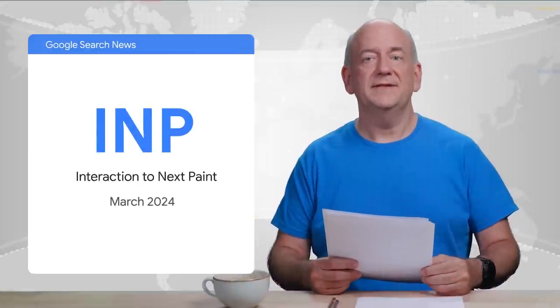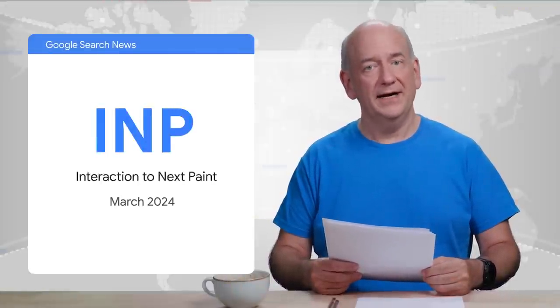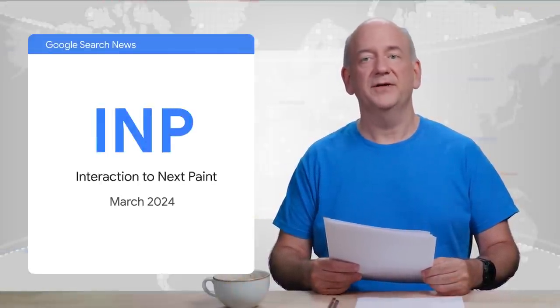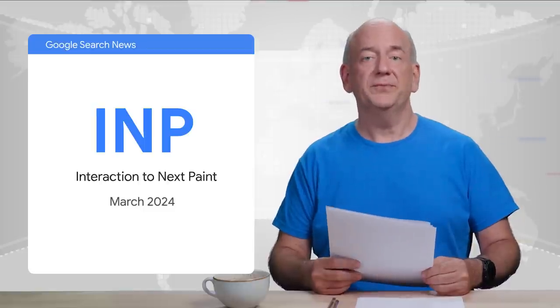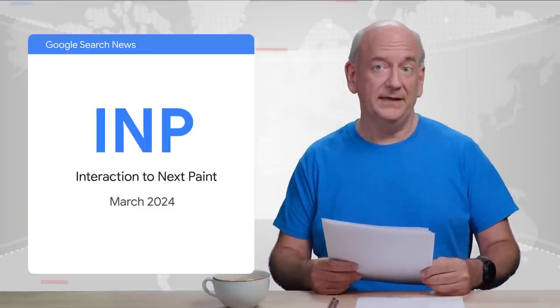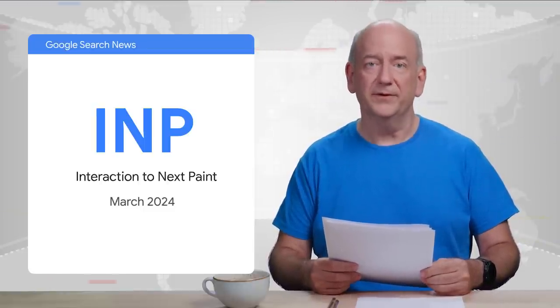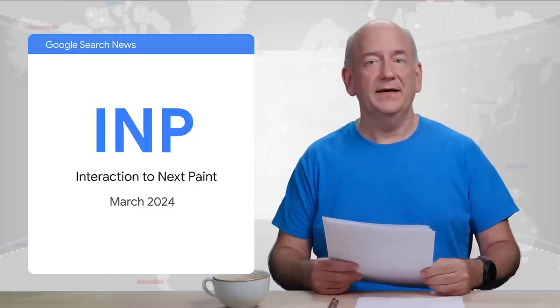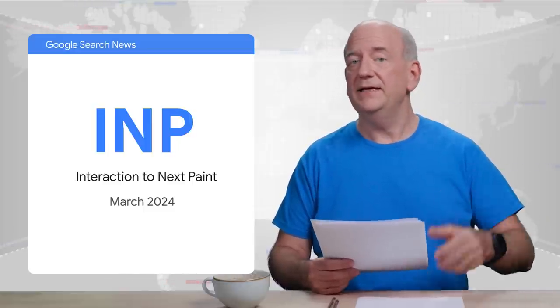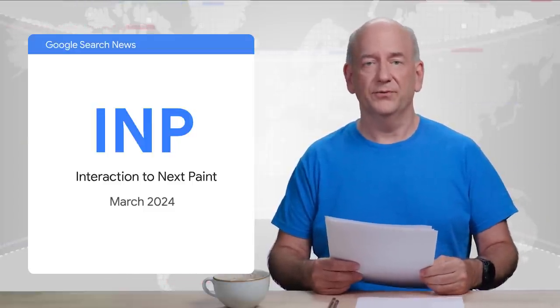Additionally, we announced that Interaction to Next Paint, or INP for short, will become a part of the Core Web Vitals. It will replace First Input Delay, FID, in March 2024. Search Console has data on it for you already. It's good to take time to prepare should you spot issues to work on.